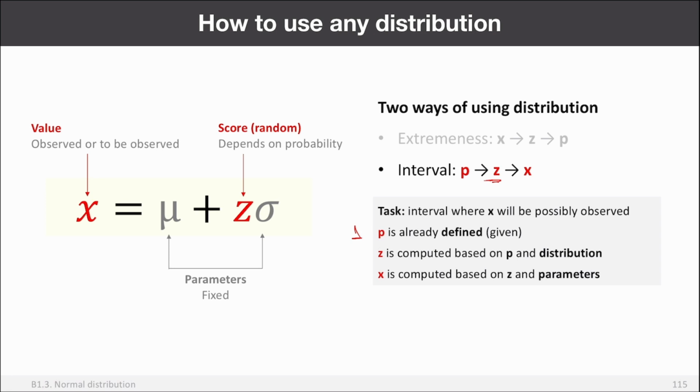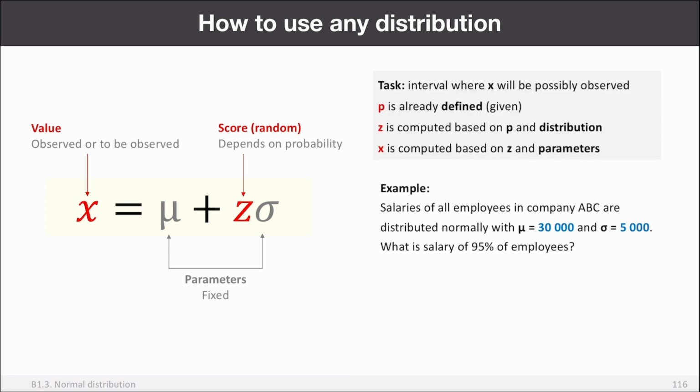Then you compute z-score for the given probability. In this case, your z-score is computed not based on sample. It's computed not based on value. It's computed based on theoretical distribution, right? And then you compute the values of your interval boundaries, based on the z-scores and the parameters. So again, let me show you an example. We use the same idea, the same story, salaries in company ABC, average and standard deviation. Now, what is the salary of 95% of employees?